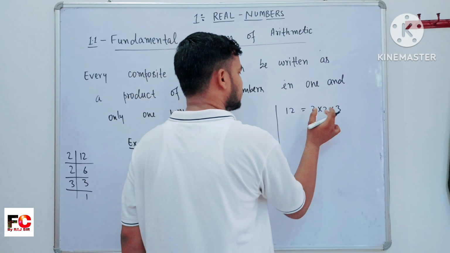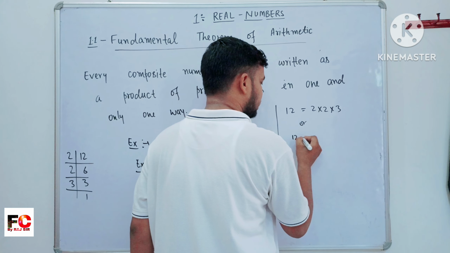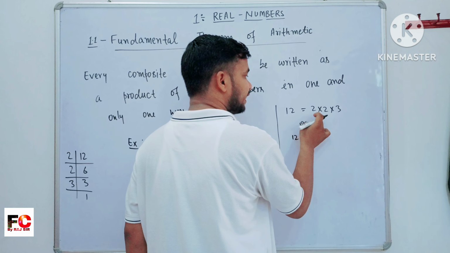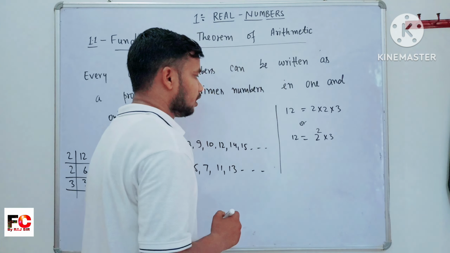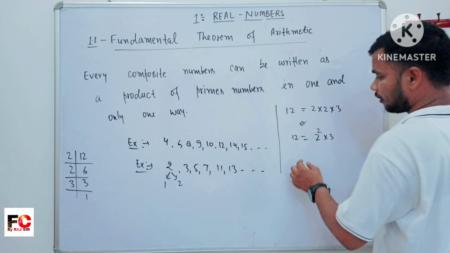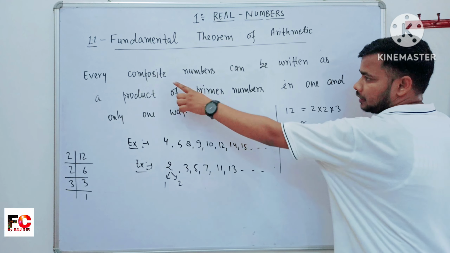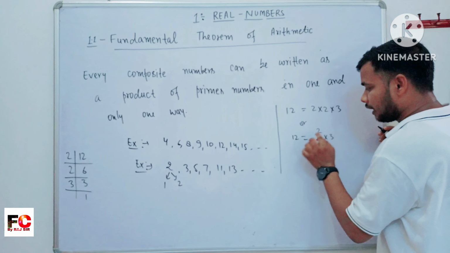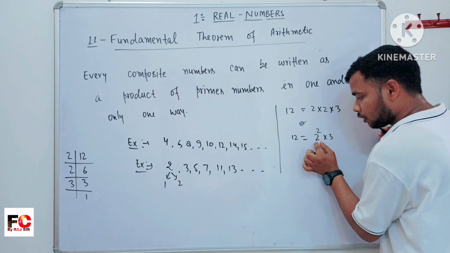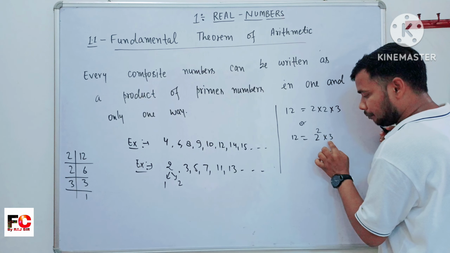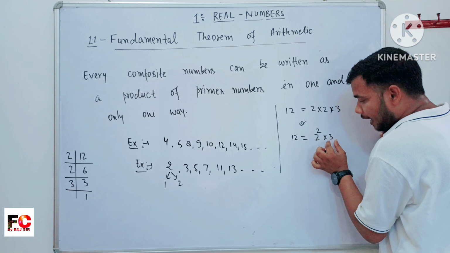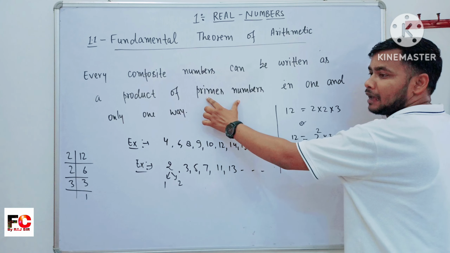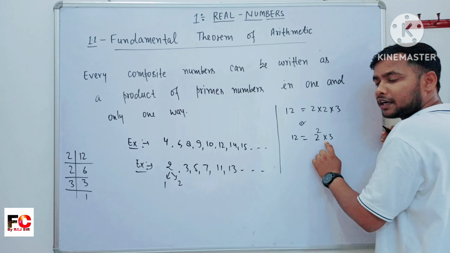Okay, this form can be written as 12 is equal to 2, how many times? 2 times, 2 to the power 2 multiplied by 3. If you observe here, 12 is a composite number. This composite number is equal to 2 to the power 2 multiplied by 3, and you know that 2 and 3 are prime numbers.